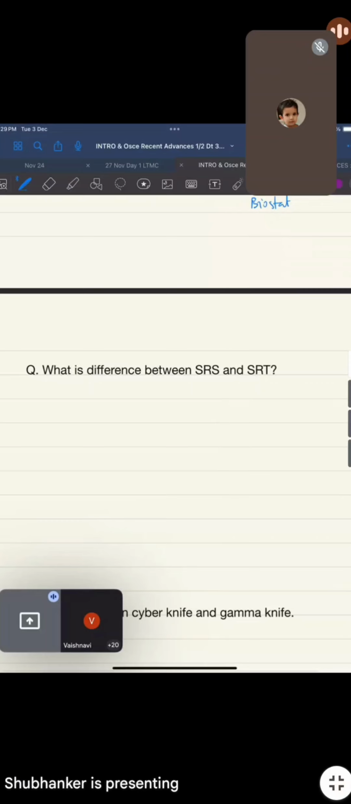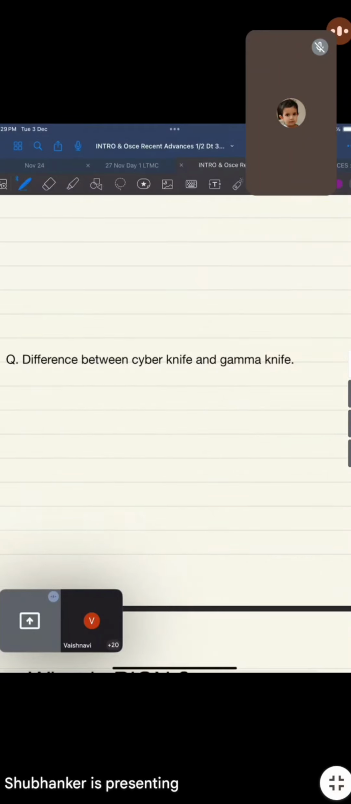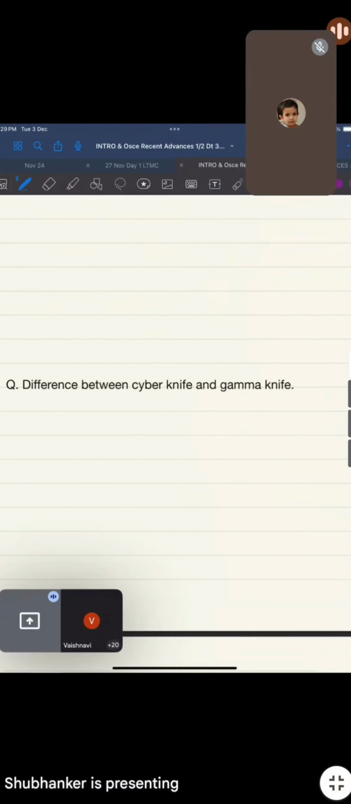What is the difference between SRS and SRT? There is no fun in just telling SRS and SRT. In SRS there is a single application. In SRT there are multiple applications. This is the only important difference.